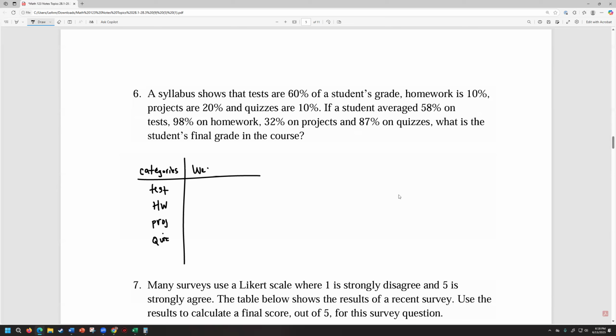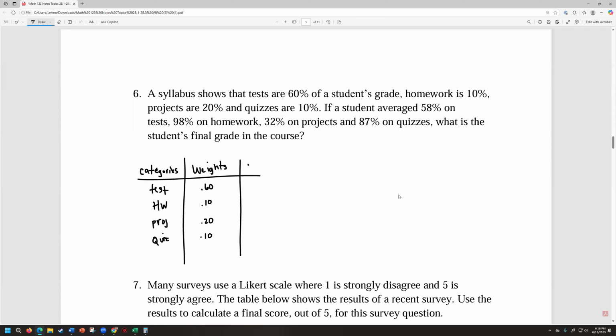Now we have our weights for each one. Again, you can write them as percentages if you want, but when you do it on a handheld calculator, unless you know where your percent symbol is, you need to make sure they're in decimal form. So 60% would be 0.60. Remember, that's just moving the decimal 2 places to the left. Homework was worth 10%, so that'd be 0.10. Projects are worth 20%, so that'd be 0.20. And quizzes are worth 10%. Notice that adds up to 80, 90, 100. If you think about them in percent form, that was 100%, or it adds to a total of 1.